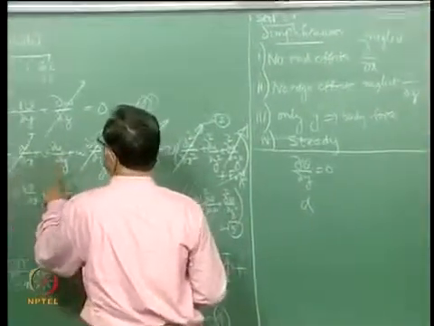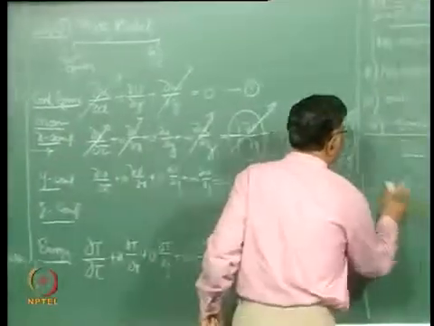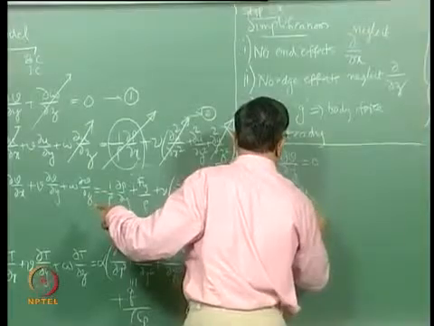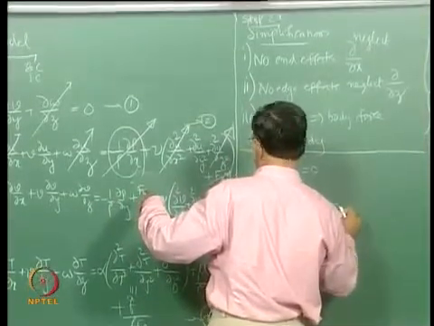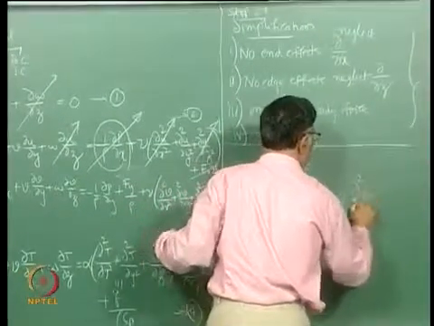Del square. Give me the entire expression that you got here. V dou U by dou Y is equal to... okay.